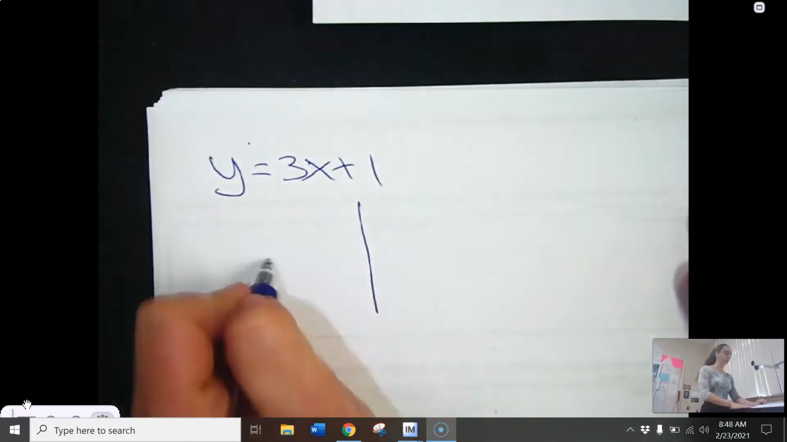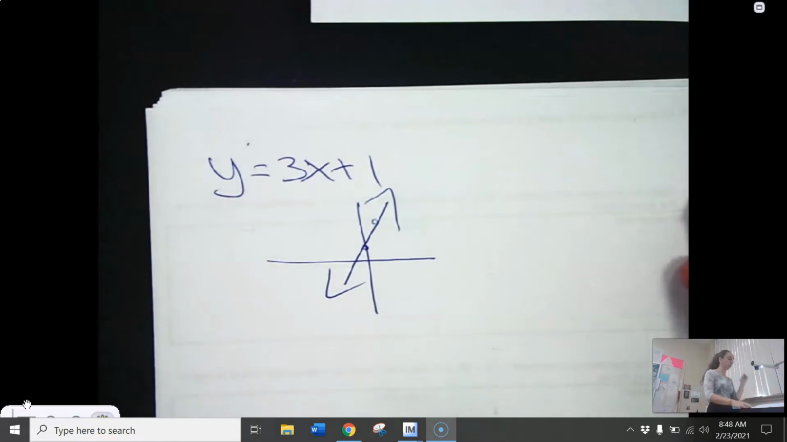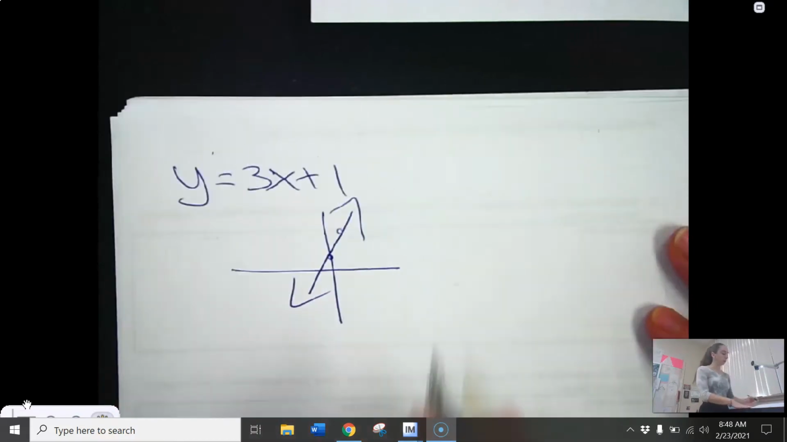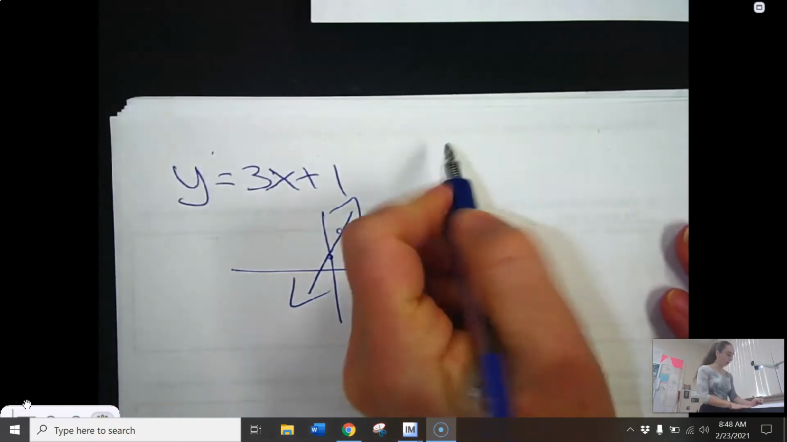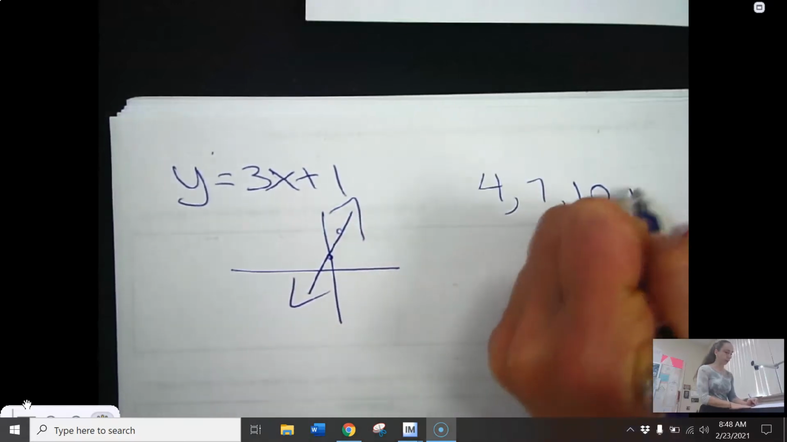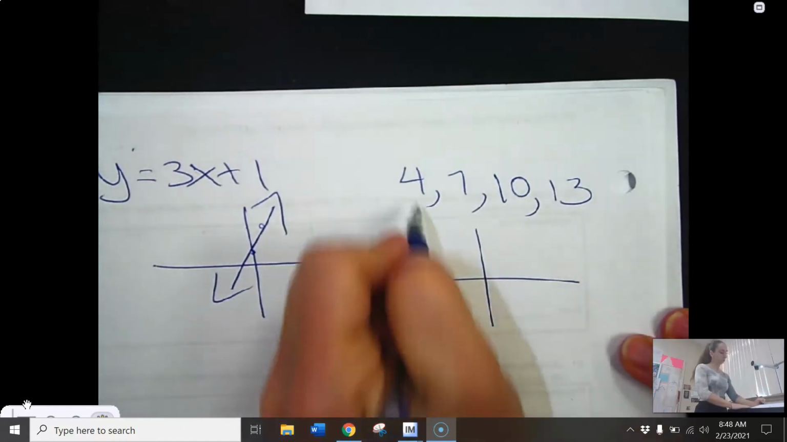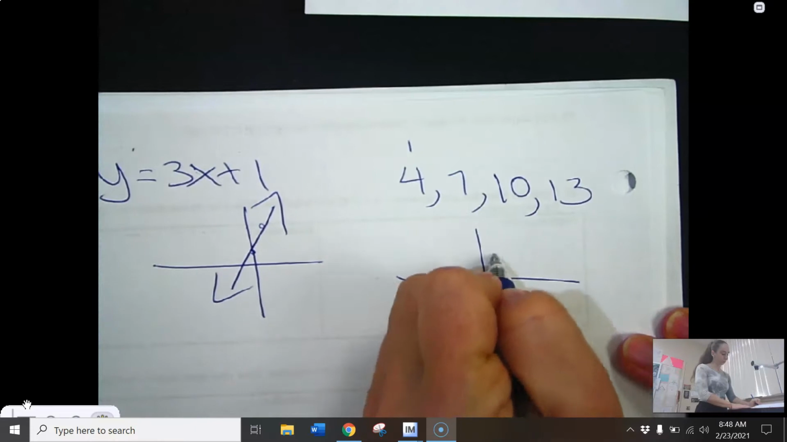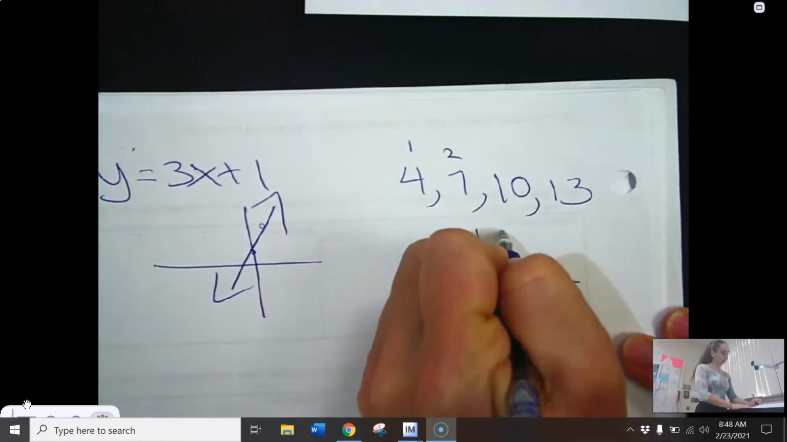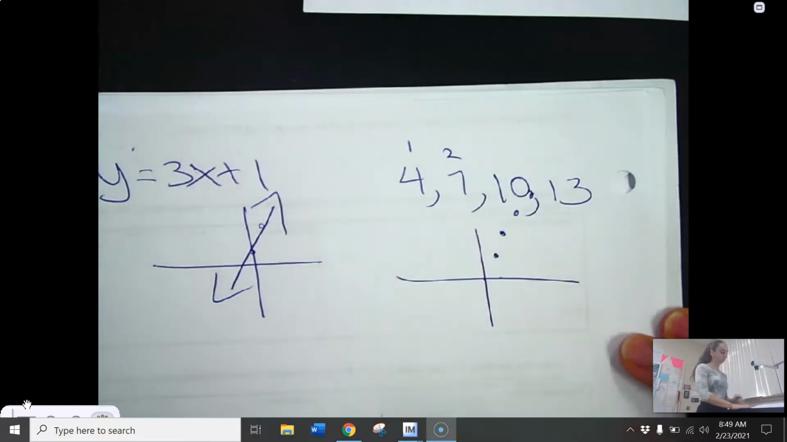Let me move this out of the way. If I gave you y equals 3x plus 1, and I asked you to graph it, you go up 3, right 1, forever and ever. It could be any number in the whole wide world. But if I give you the numbers 4, 7, 10, 13, that's a list of numbers where this is the first term, 4, second term, 7, third term, 10, fourth term, 13.